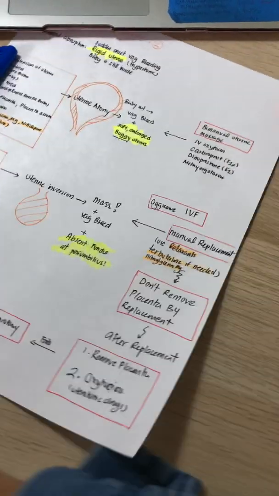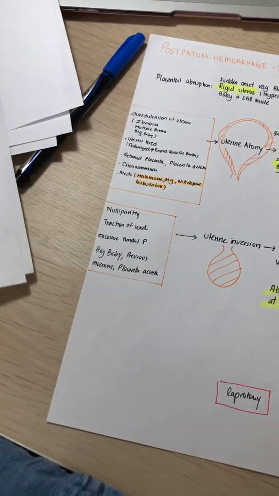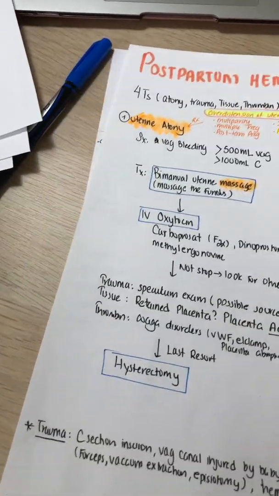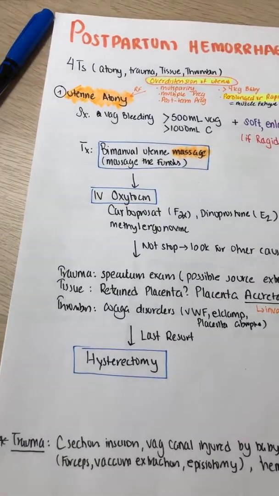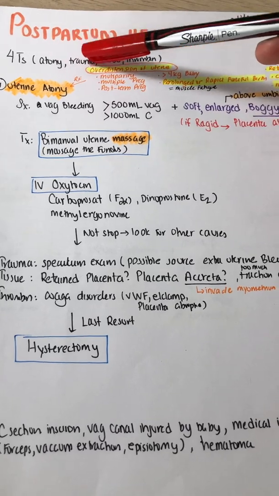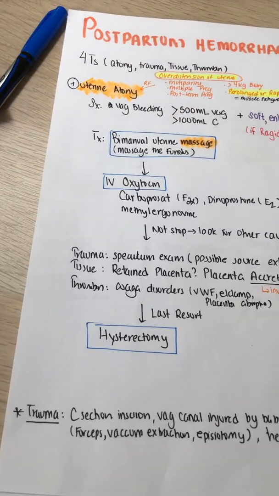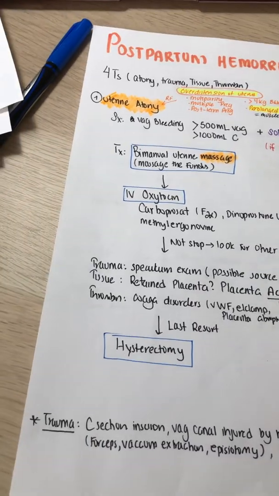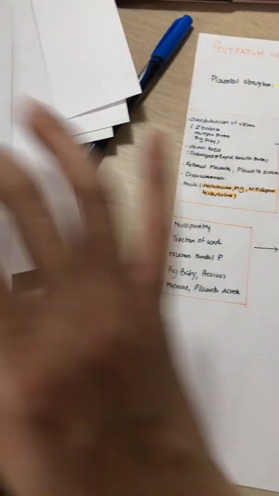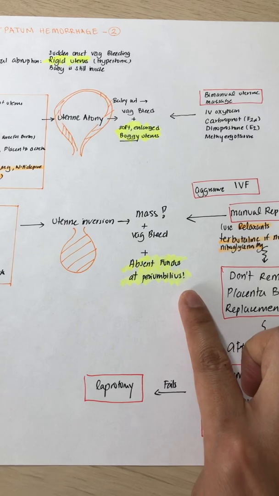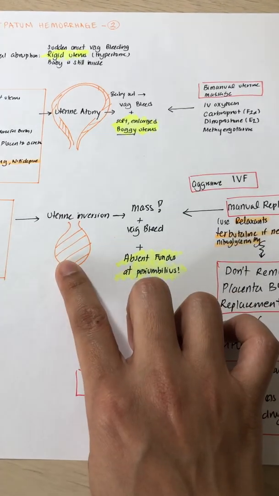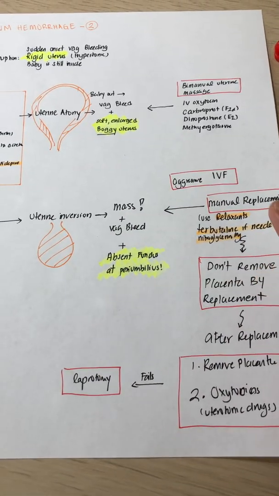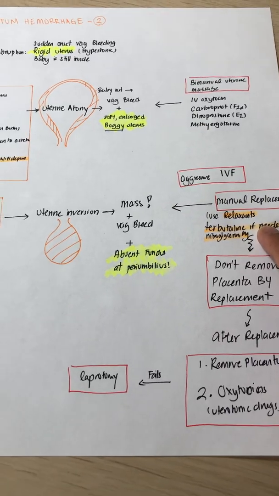So postpartum hemorrhage has so many causes: the four Ts, tone, trauma, tissue, and thrombin. You have to know the risk factors, symptoms, and management. There's another condition called uterine inversion that can cause postpartum hemorrhage too, but you will see a mass. Then you try to manually replace it. That's it.